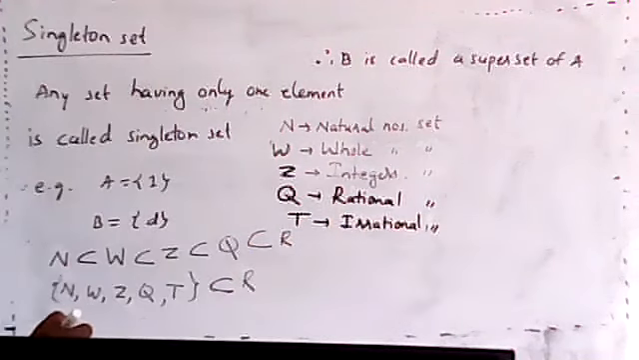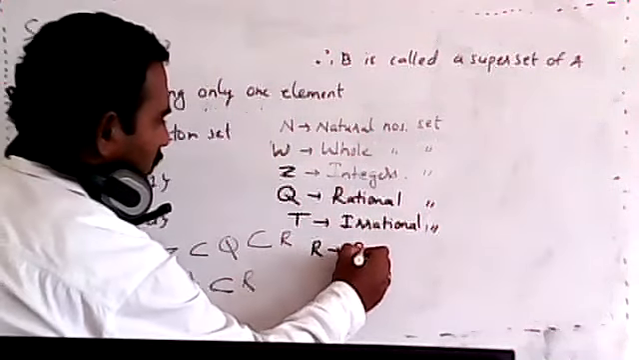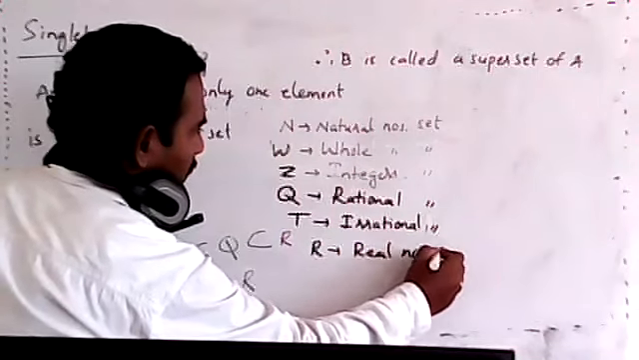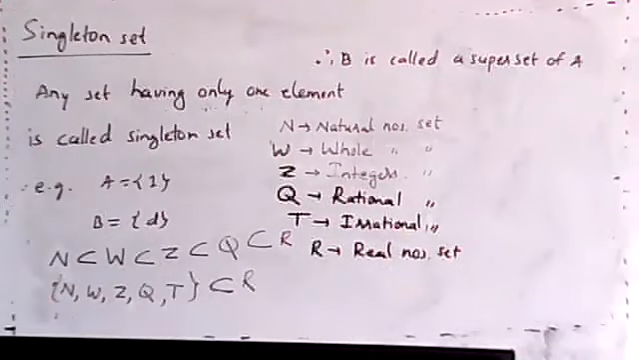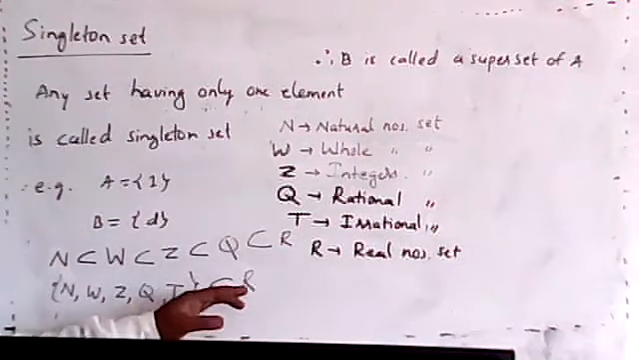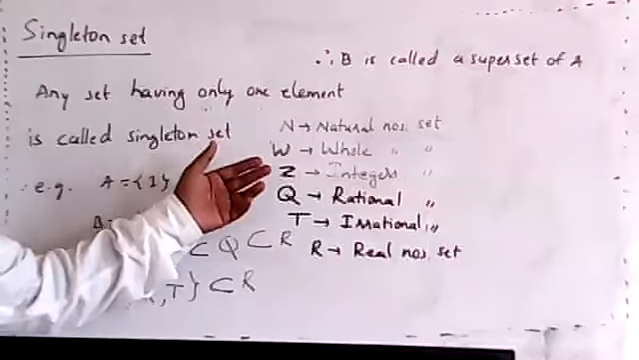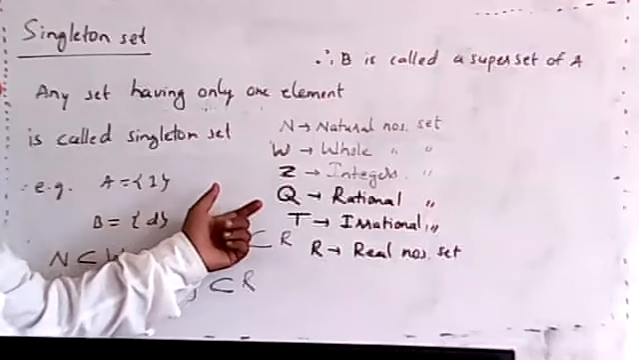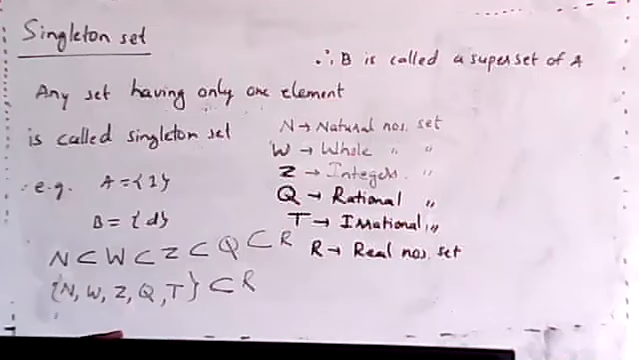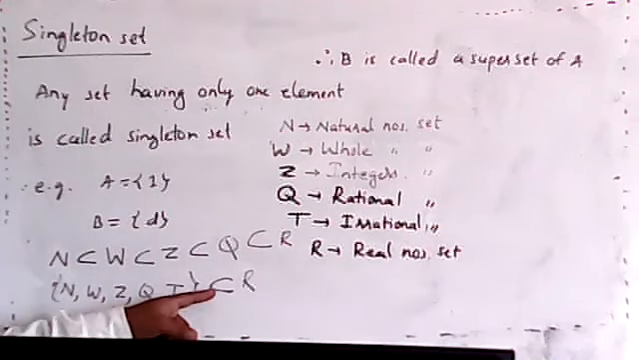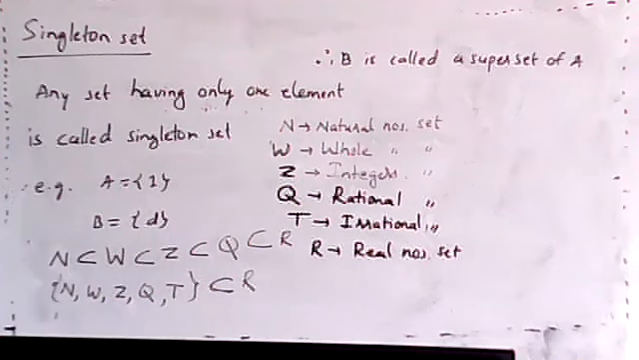So in common, R is the real numbers set. There is one more, that is complex numbers. You might already be well known about complex numbers, but complex numbers are not covered under real numbers. Real numbers are almost the biggest set of numbers, in which you can see natural numbers, whole numbers, integers, rational, irrational. So all these N, W, Z, Q, T are subsets of the real numbers.